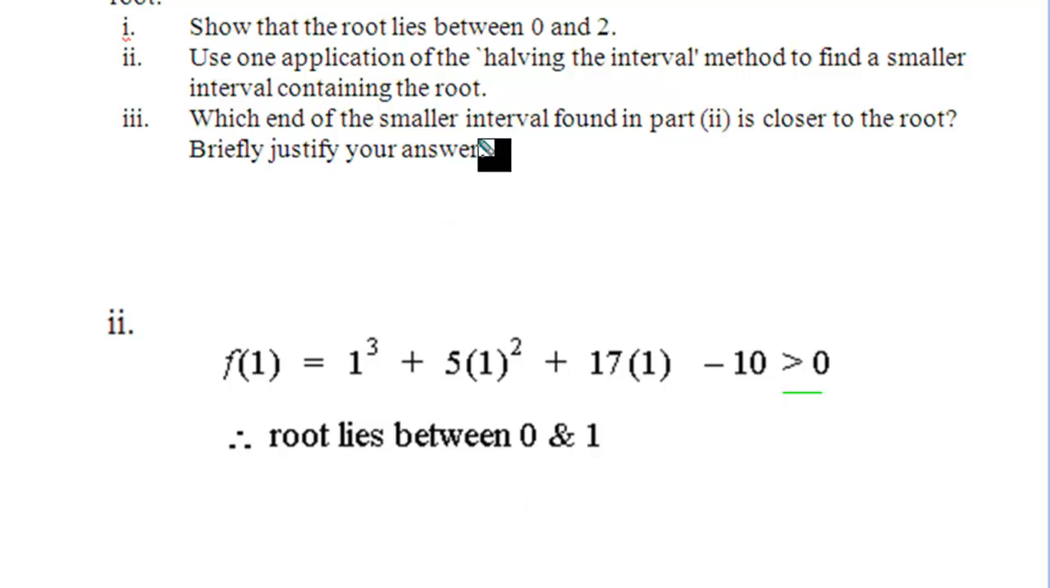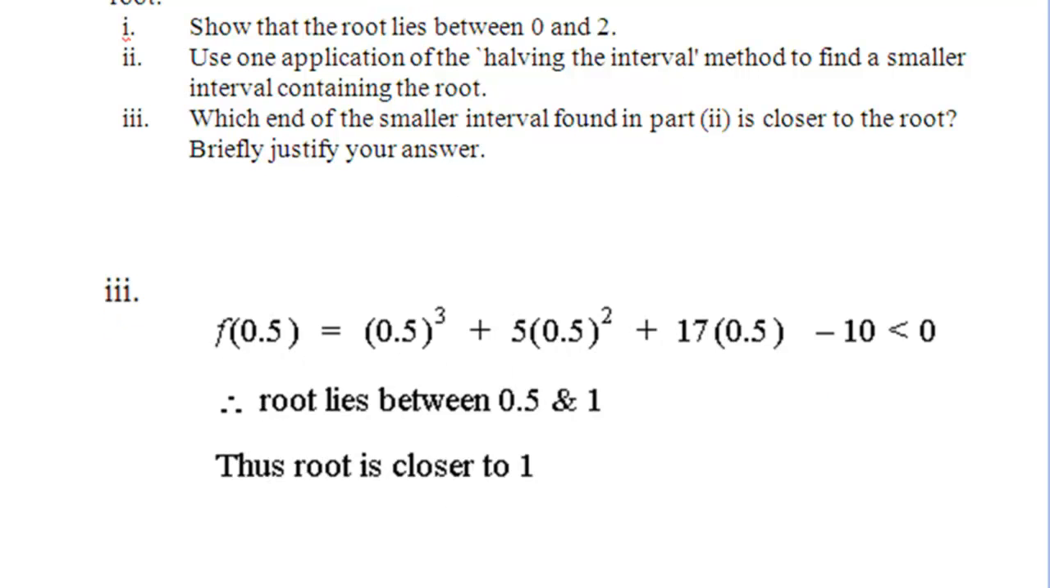Then, which end of the small interval is close to the root? Again, briefly justify your answer. Well, again, let's take the half of that interval, and that's going to be less than 0. We put in a half, it's less than 0. So the root lies between 0.5 and 1. So the root was closer to 1 than it was to 0. And that's how we start to work this method.